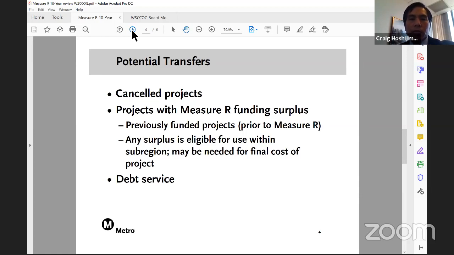We have to pay our debt service, the transit debt service with transit funds, and highway debt service with highway funds. And if it's a little out of balance, we've got to transfer it to be in compliance with the ordinance. That is not an issue with this transfer. It's just something to look out for in the future. Next slide, please.